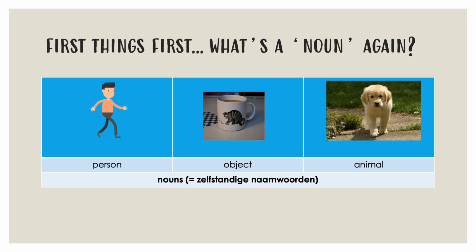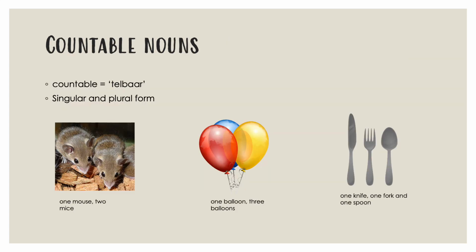Let's start with the first one. Countable means telbaar. So a countable noun is a noun that you can count. For example, one mouse or two mice. A countable noun has a singular and a plural form. Remember that singular means enkelvoud and plural means meervoud. One mouse, two mice. One balloon, three balloons. And one knife, one fork, and one spoon.